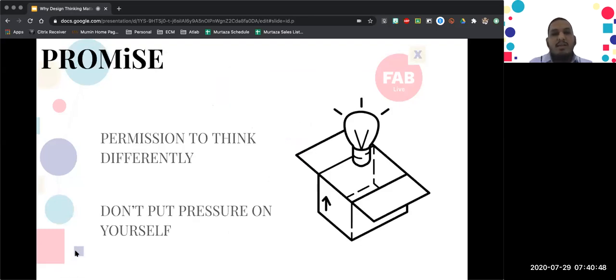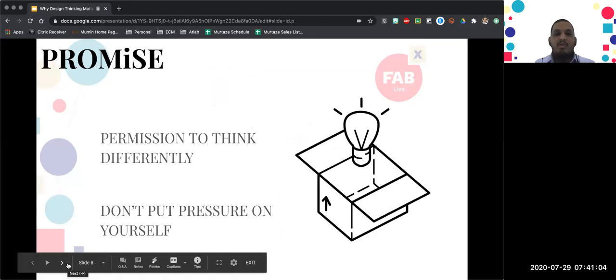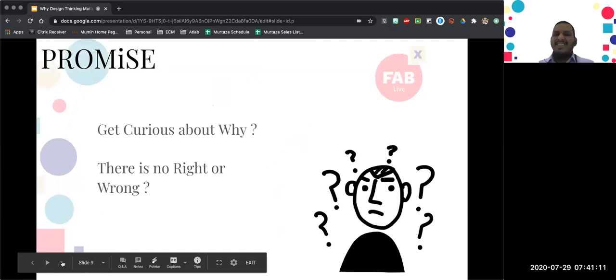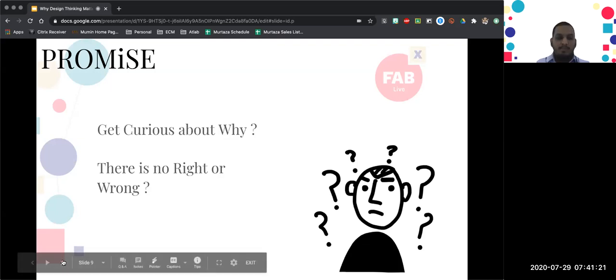Before I start into the process of design thinking, I need a few promises. I want you to just relax. I know for some of you it's in the morning. Just relax and give yourself the permission to think differently. There's no pressure. All of us over here are strangers, so don't put pressure on yourself about performing or getting the best answers out. Also, in each step, just think about the why. It doesn't matter whether it's right or wrong. Just think about why this, and what is happening.